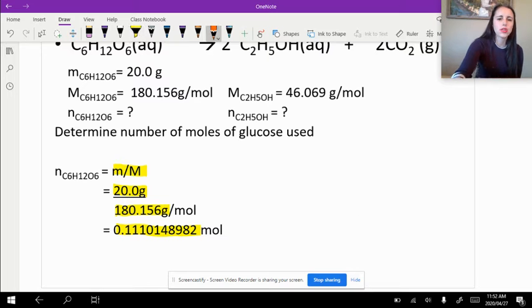When I did this, you're going to note that grams actually would have canceled out, and that mole would have flipped to the top of the fraction. All right, so now I've done mass to moles. Now my next step is going to be that molar ratio.